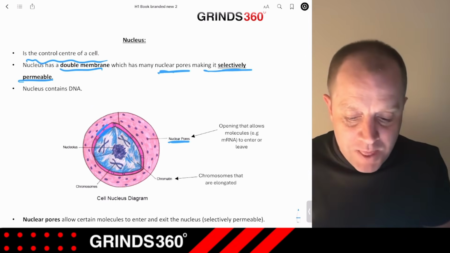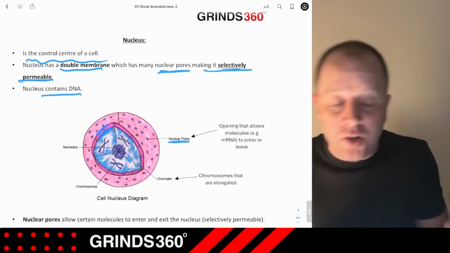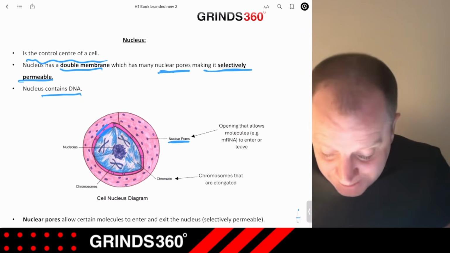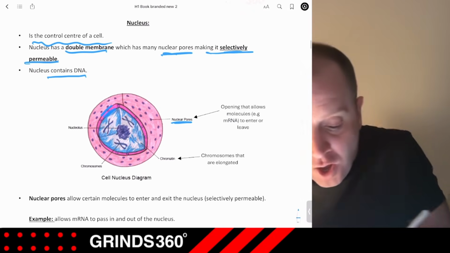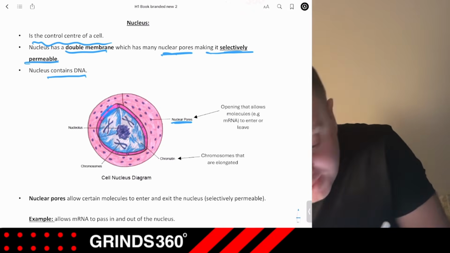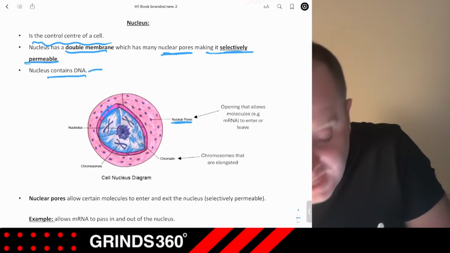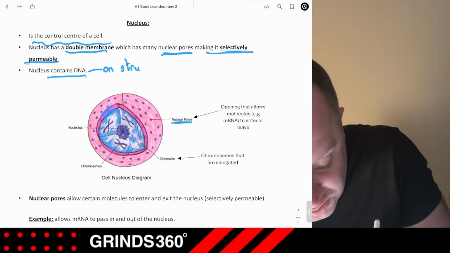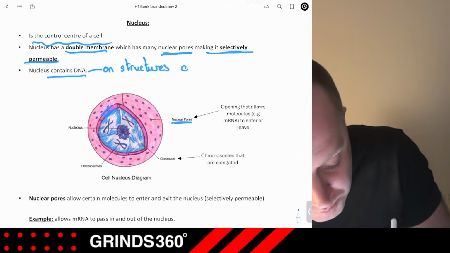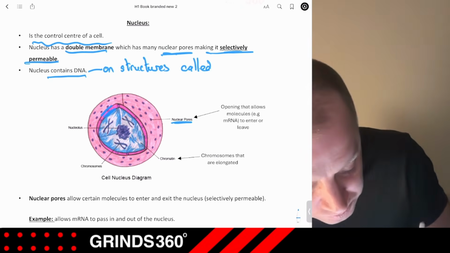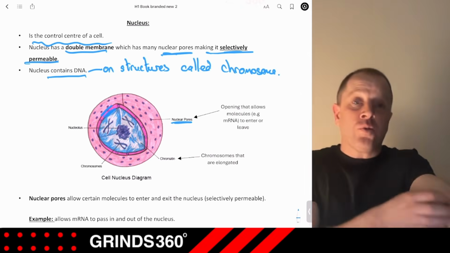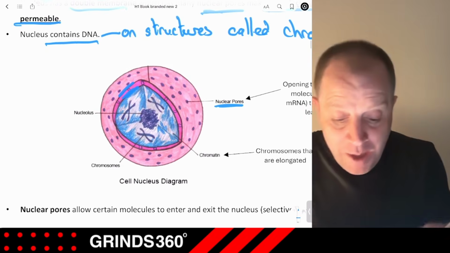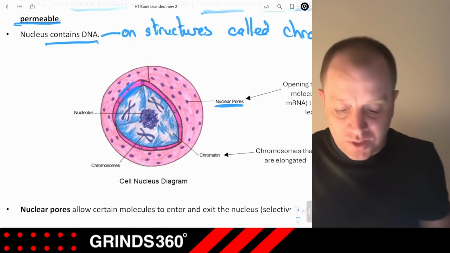What does your nucleus contain? It contains DNA. Now that DNA is found on structures called chromosomes, and you can write that there. The nucleus contains DNA on structures called chromosomes. Chromosomes contain DNA and protein. So we studied that last day. So chromosomes are found in your nucleus and they contain your DNA that's in the nucleus.